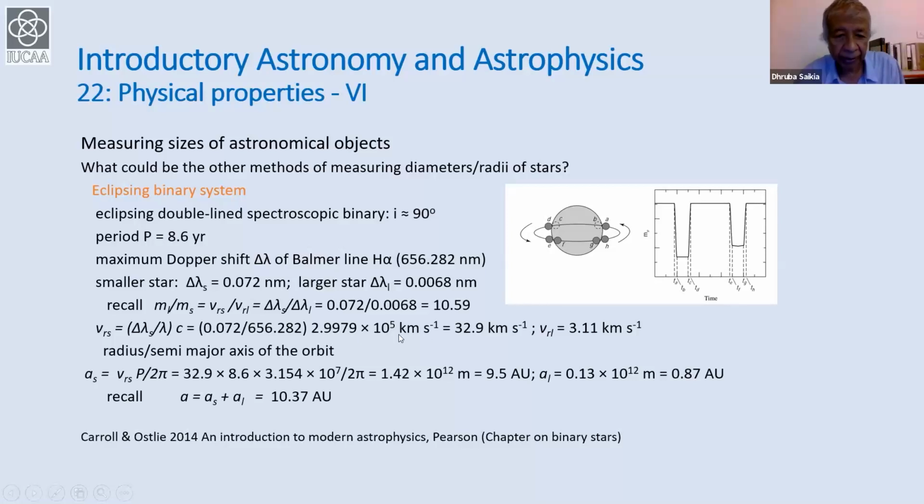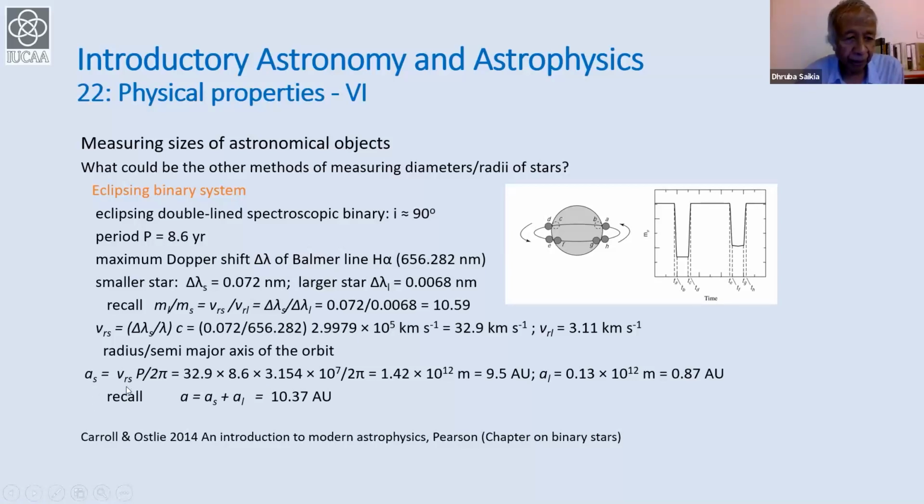I put everything in kilometers per second, so the velocity of light here is in kilometers per second. And over here, the wavelengths are in nanometers and it's a ratio, so as long as your units are consistent, it is fine. This gives me a velocity at which the smaller object is moving of 32.9 kilometers per second. And the bigger object is moving at a lower velocity of 3.11 kilometers per second. You can get that by doing exactly the same exercise. You can see the shift is much smaller, and that is why the velocity is also much smaller.